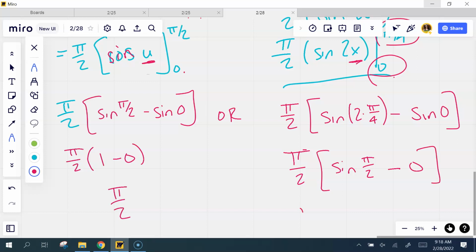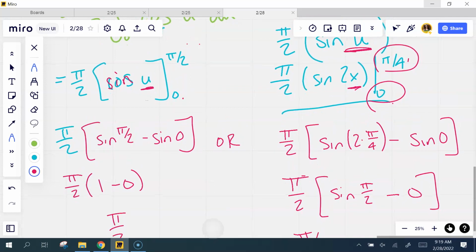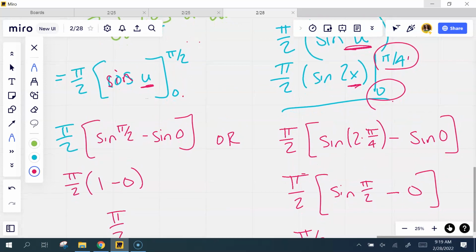This is why I missed all these questions. Me too. You don't know when to plug. You get new bounds, and you don't plug pi over 2 into the u. You plug pi over 2 in for u, but if you change it to x, you use pi over 4.